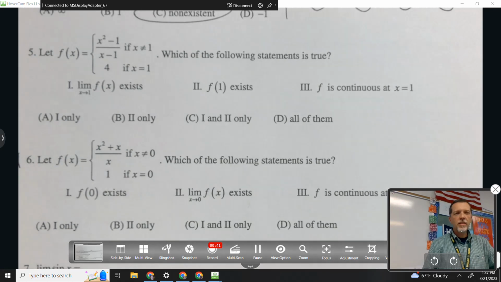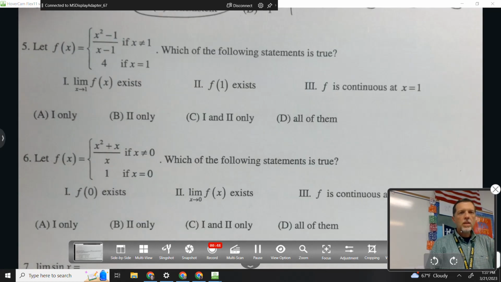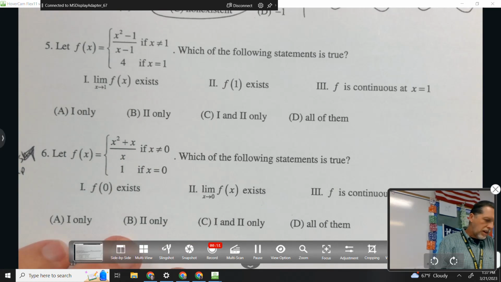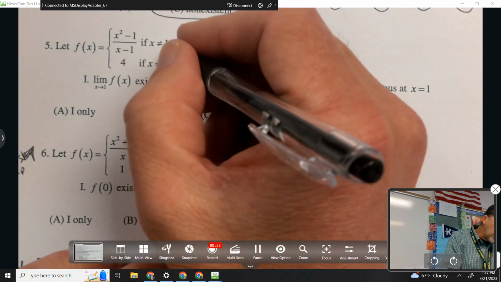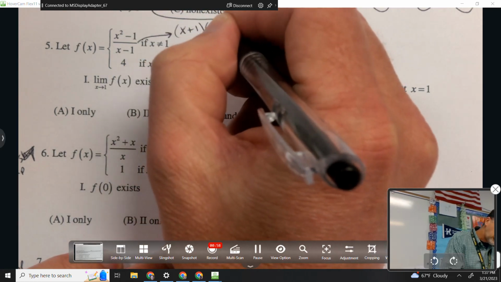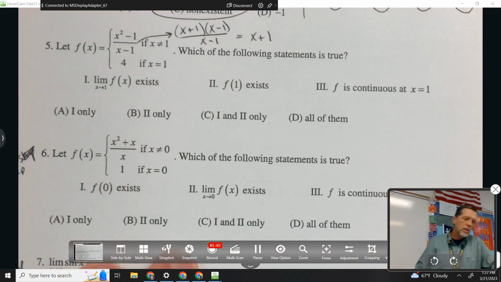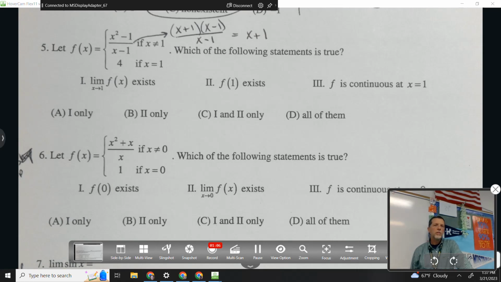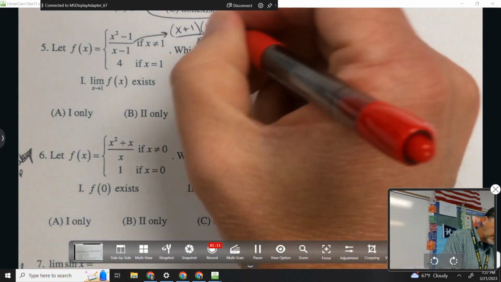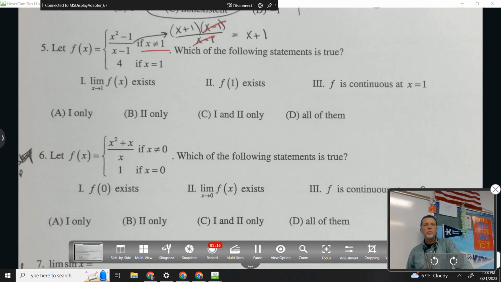Number 5. Oh, this looks like another removable discontinuity kind of thing here. Because if x does not equal 1, then it equals this, but that can be factored and reduced. So factor the top. And I can go ahead and cancel the x minus 1s because it tells me that x isn't equal to 1.